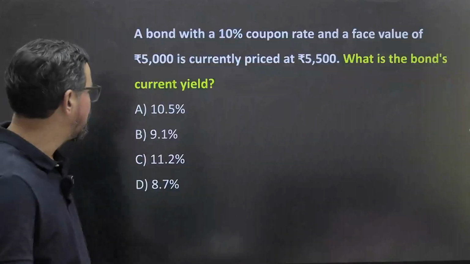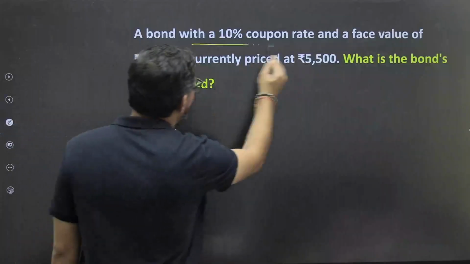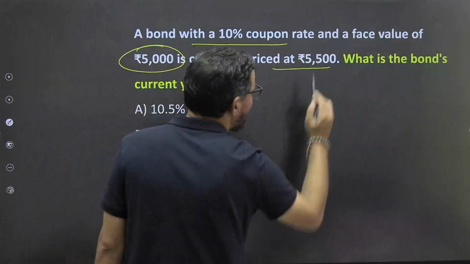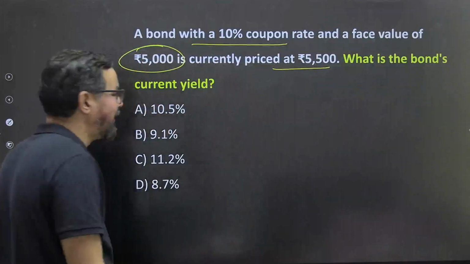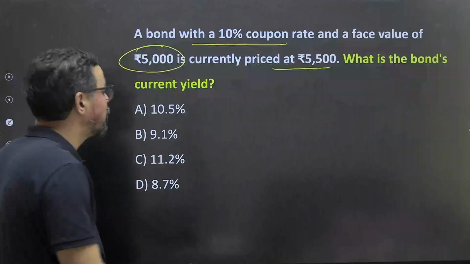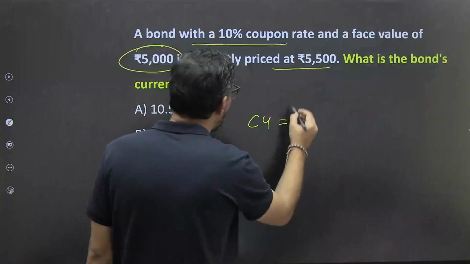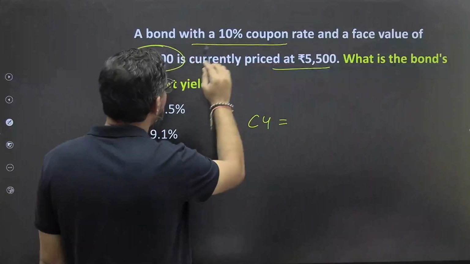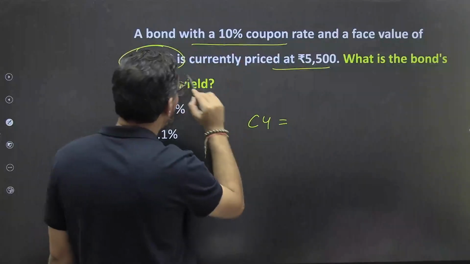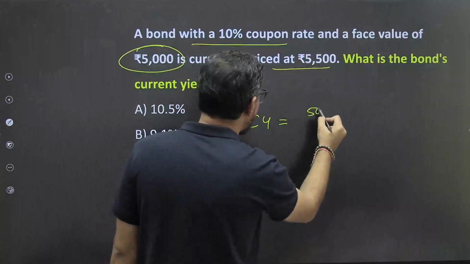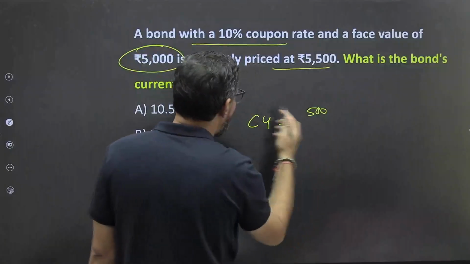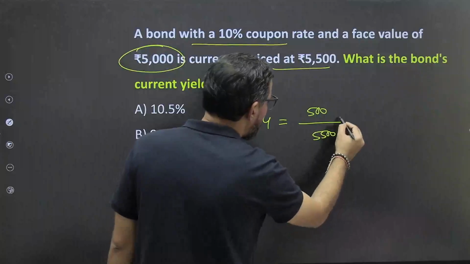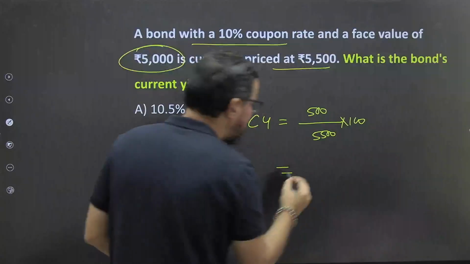Next, another question. A bond with 10% coupon rate, face value is 5,000. Currently trading at 5,500. What is the bond's current yield? So I hope you will be able to solve this one. So current yield is equal to your annual coupon. So how much is it? 10% of 5,000, which is 500. Okay, 500 divided by how much? 5,500, the current market price, into 100. So what will be your correct answer?